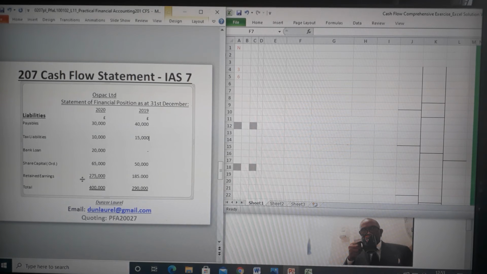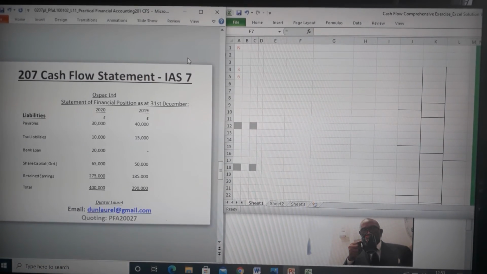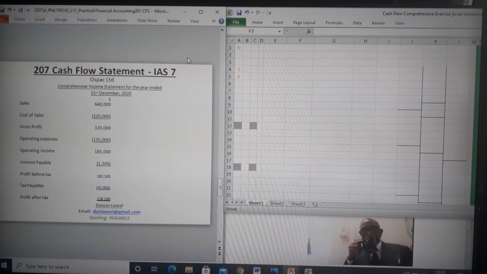Retained earnings, 275,000 2020 and 185,000 2019, giving us a total of 400,000 again for 2020 and 290,000 for 2019, balancing the same as the assets. So everything is okay here. You have to check your account.